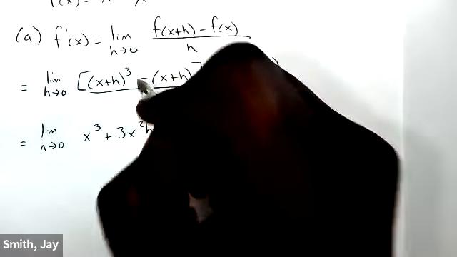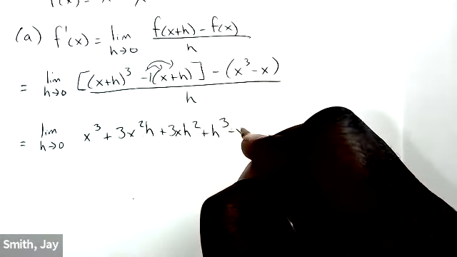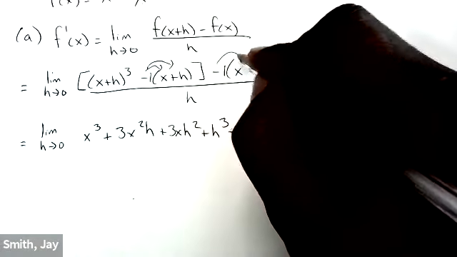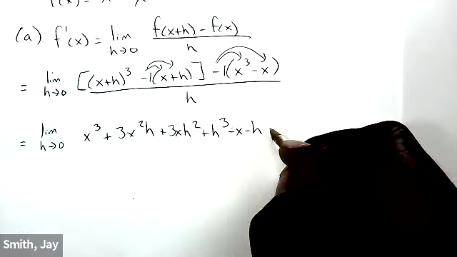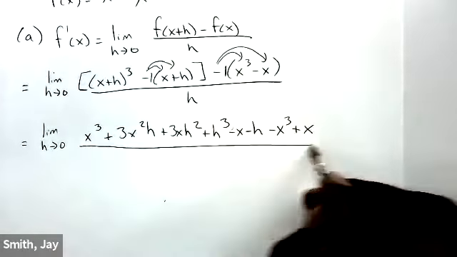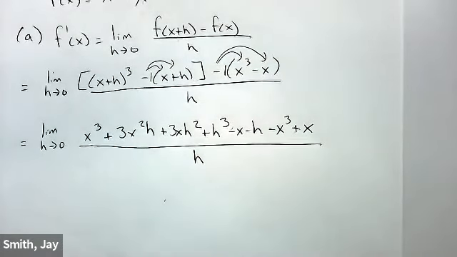All right, continuing to work. We need to distribute this -1 here. So that's going to be a minus x minus h. We also have an understood -1 here. So that's going to be minus x cubed plus x. This entire polynomial still being divided by h.